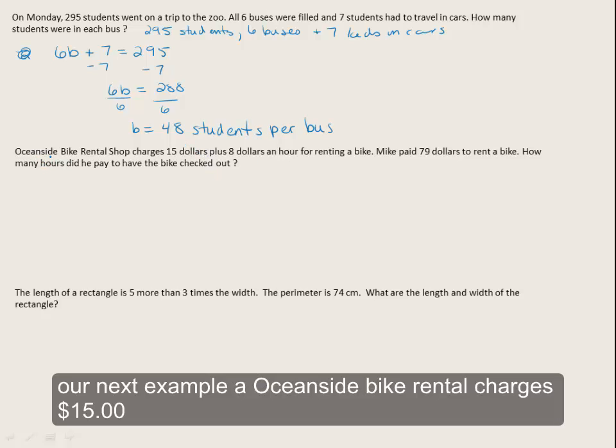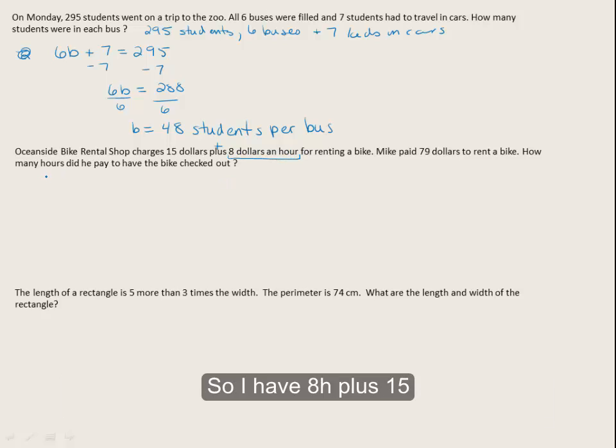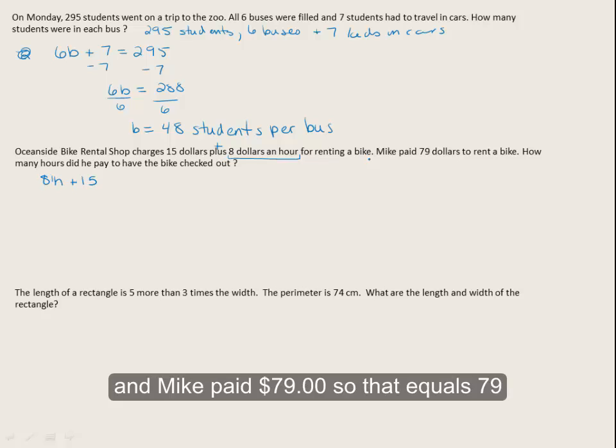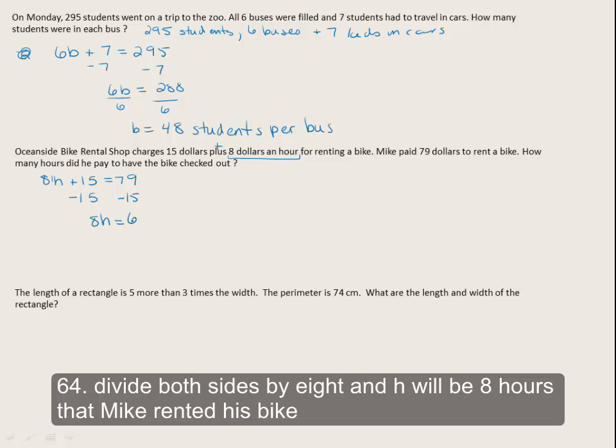Our next example, Oceanside Bike Rental charges $15 plus $8 an hour for renting a bike. So 15 plus $8 an hour, this is a multiplication. So I have 8H plus 15, and Mike paid $79, so that equals 79. Subtract both sides by 15. 8H is equal to 64. Divide both sides by 8, and H will be 8 hours that Mike rented his bike.